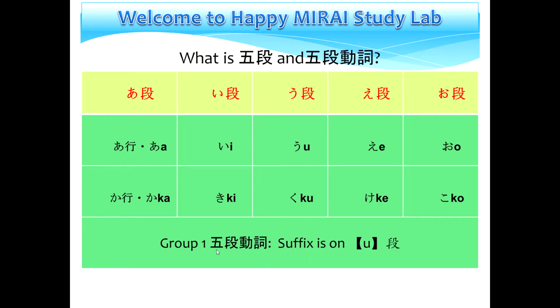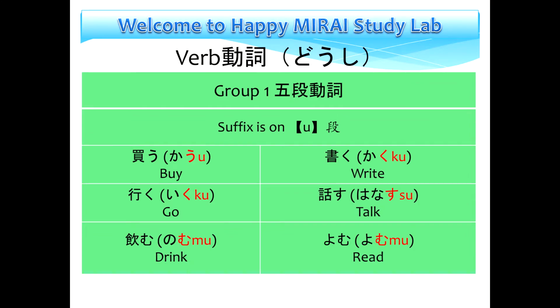So for group 1, the Godan Doshi, the suffix all ends on the Udan. Ends on the Udan. I will show you examples for better understanding. Let's move on. Group 1, the Godan Doshi, has a suffix on Udan.